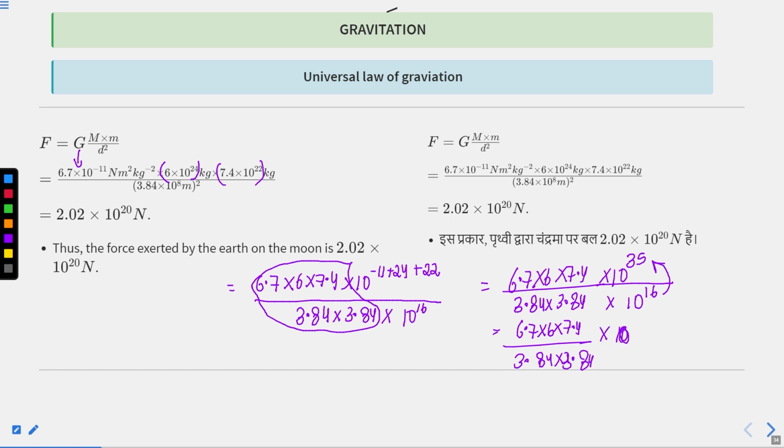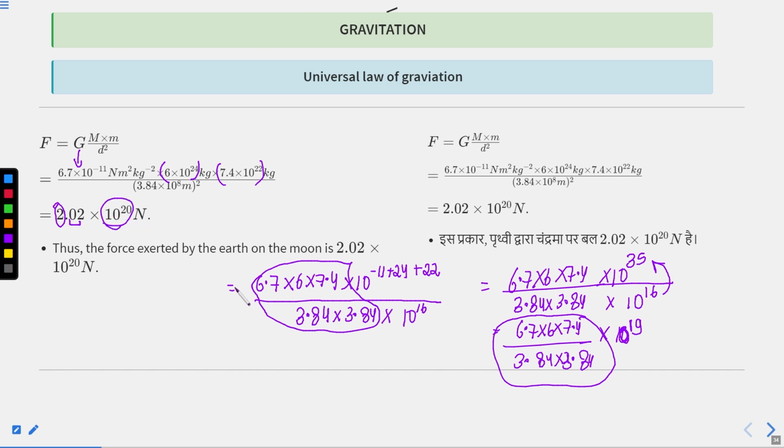Ten raised to the power 19. Now you have to simplify it and get the answer in standard form. This is the standard form: a numerical value, then a decimal, then another numerical value, multiplied by 10 raised to the power, in Newtons.